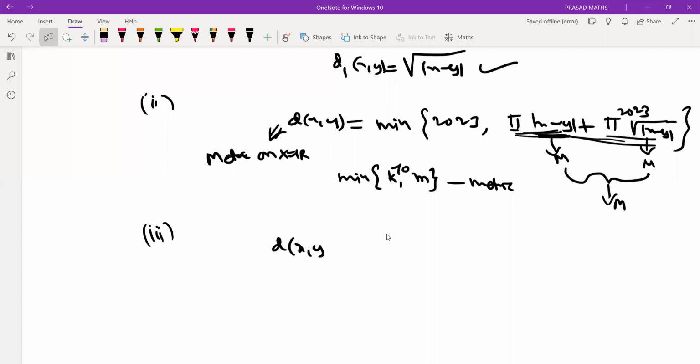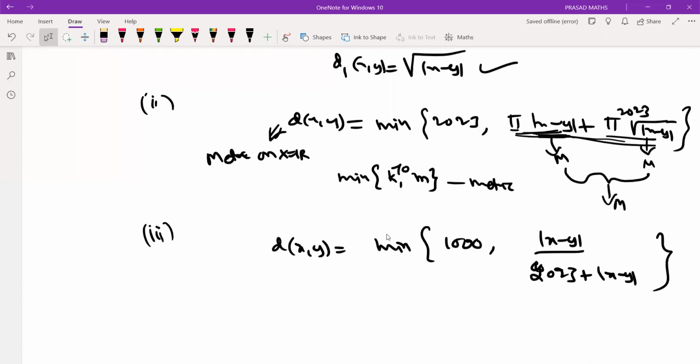So this same problem can also be done like this: minimum of 100,000 comma mod of x minus y by 2023 plus mod of x minus y. Is it a metric? Yes, we have seen it yesterday. This is a metric. So automatically this total is a metric.